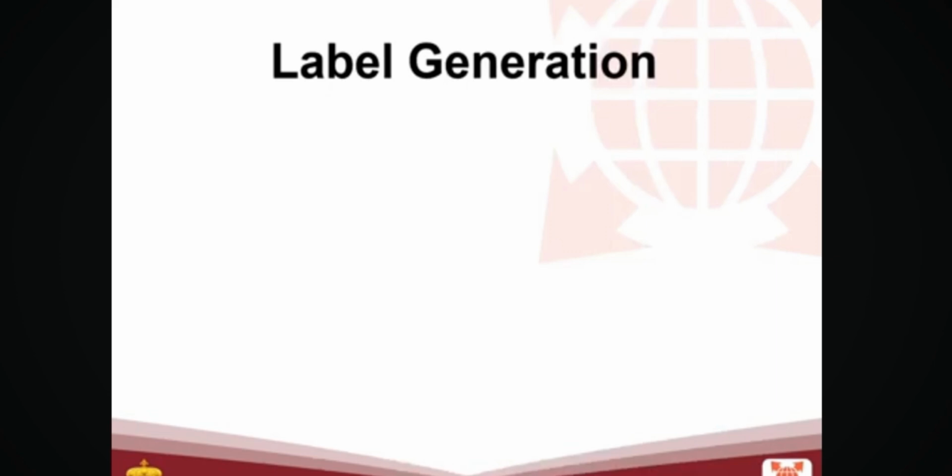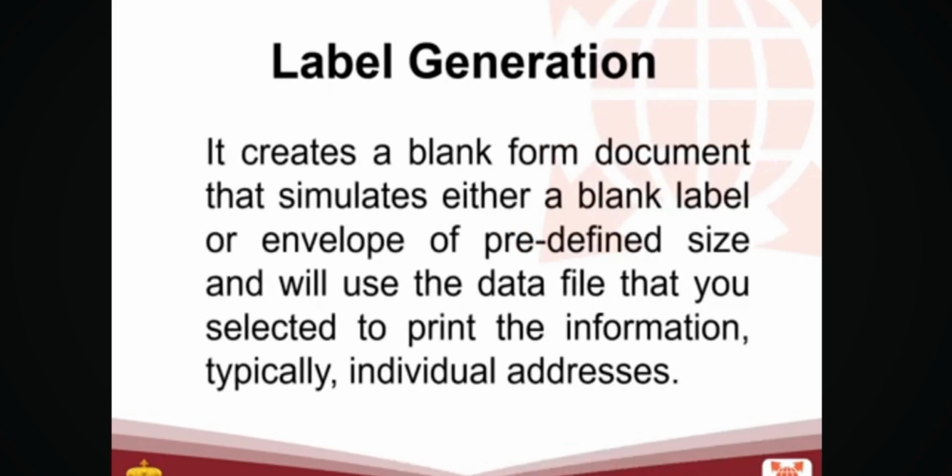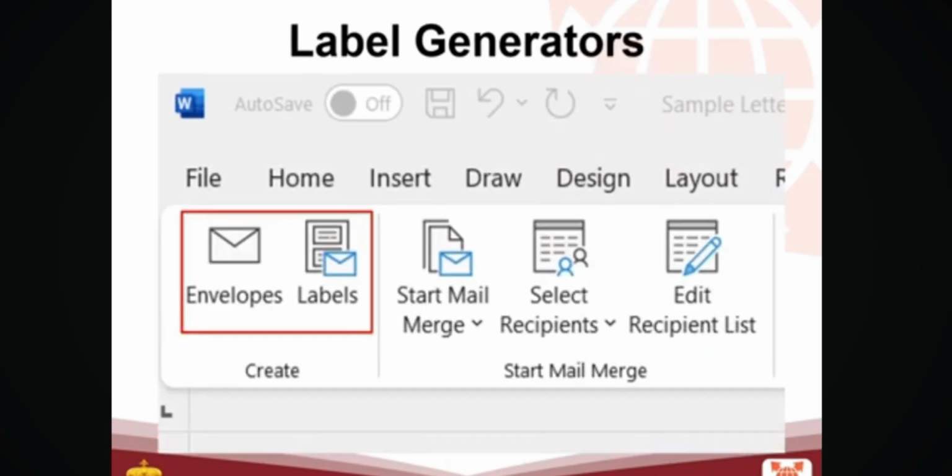Let's now proceed with label generation. Label generation creates a blank form document that simulates either a blank label or envelope of predefined size and will use the data file that you selected to print the information, typically individual addresses. In your Mailings tab, you can find Envelopes and Labels right before Start Mail Merge.